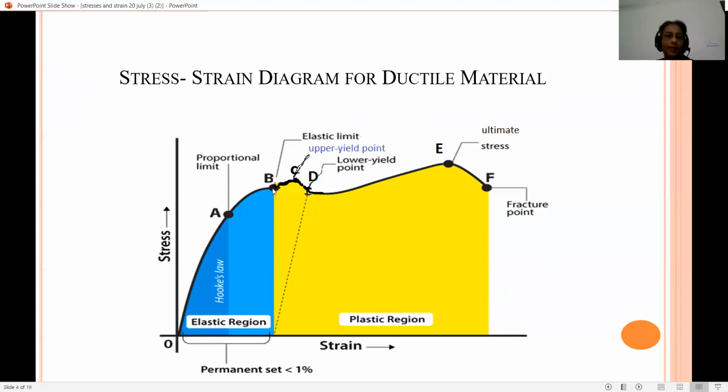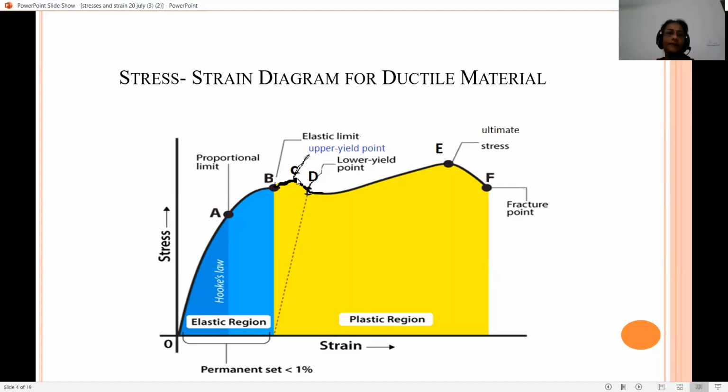Beyond point B, if we further increase the tensile load, you can see that stress increment is very small as compared to strain. So in a component, creep formation will start. There will be slow deformation up to point C. And here this point is known as upper yield point.